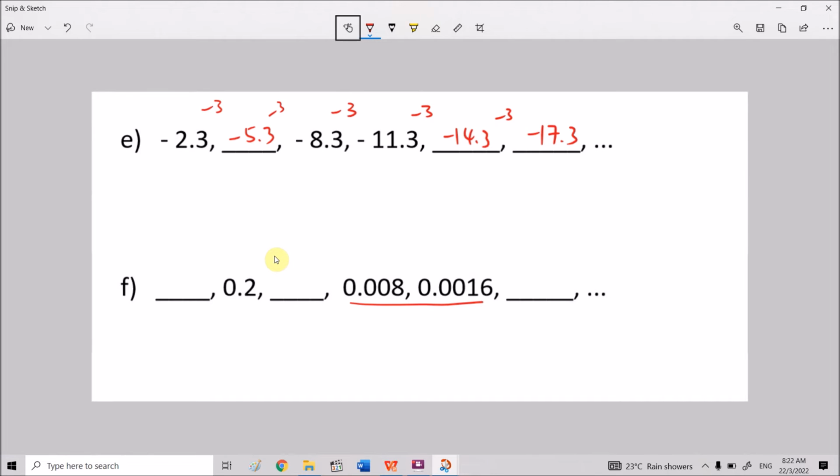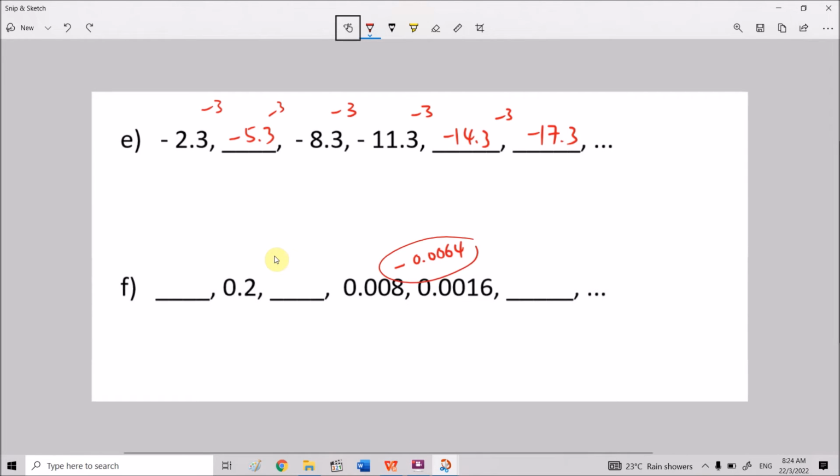Here, again this one. So 0.2 to this, you can see that the values are decreasing, becoming smaller. So it's either you subtract or you divide, because the value is getting smaller. If you use minus, what is the value here? The difference between 0.008 and 0.0016 is 0.0064. So it means that 0.008 minus 0.0064, you get this.